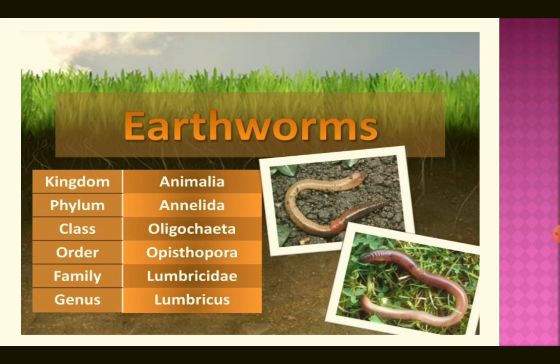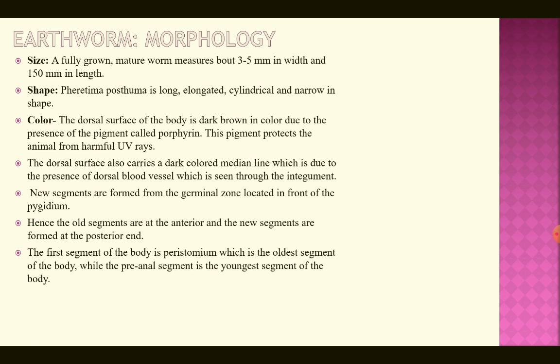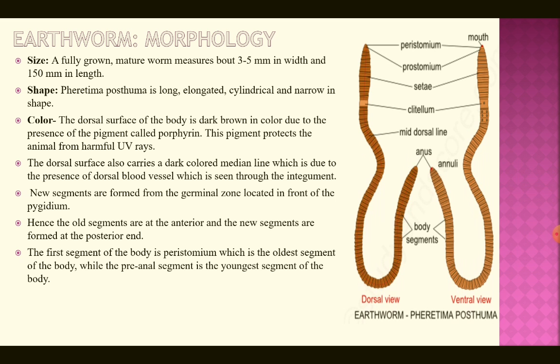So as we said, earthworms belong to the class Oligochaeta, and the picture of the earthworm that is shown here belongs to the genus Lumbricus. Now to learn the morphology of earthworm, a fully grown, mature worm measures about 3 to 5 mm in width and 150 mm in length. The immature or very young earthworm, we call it a juvenile.